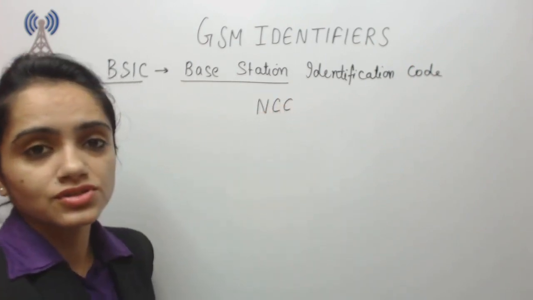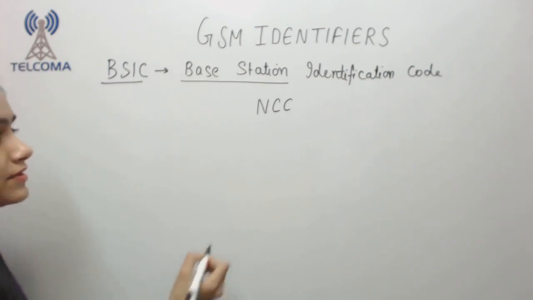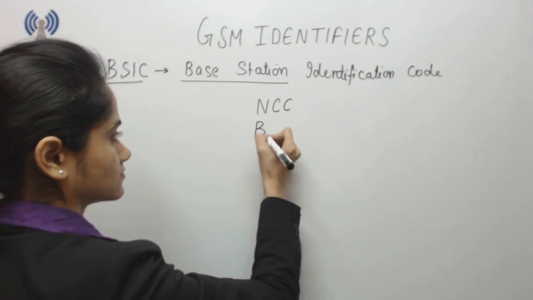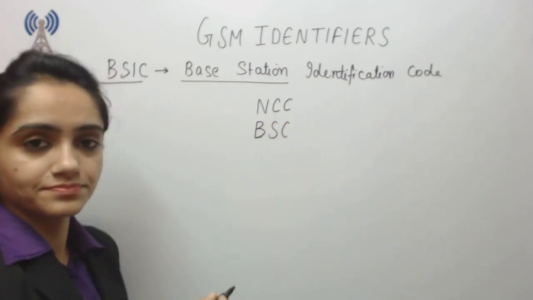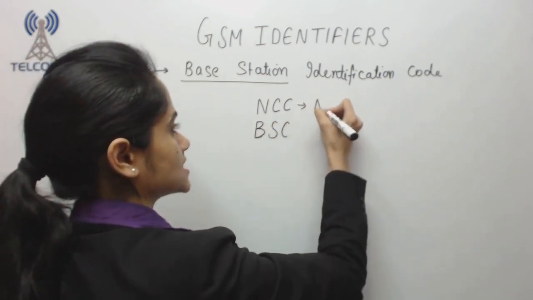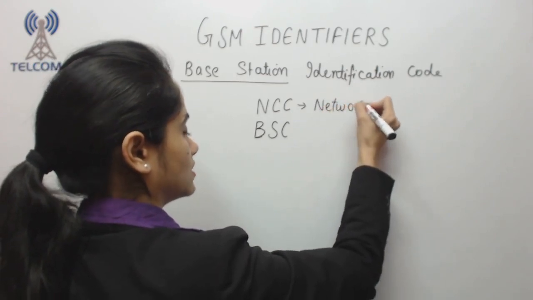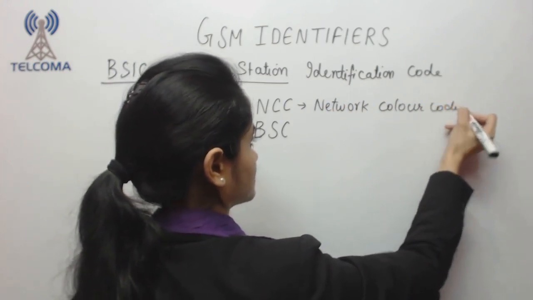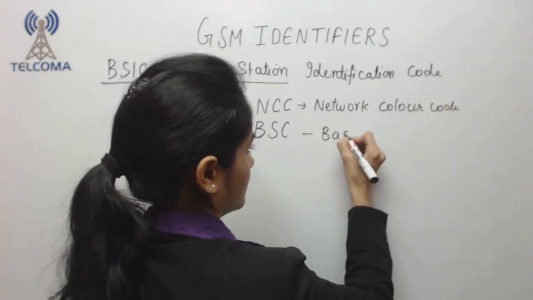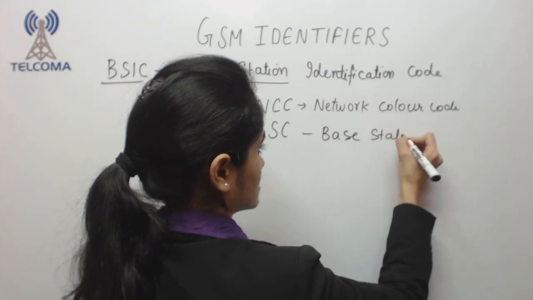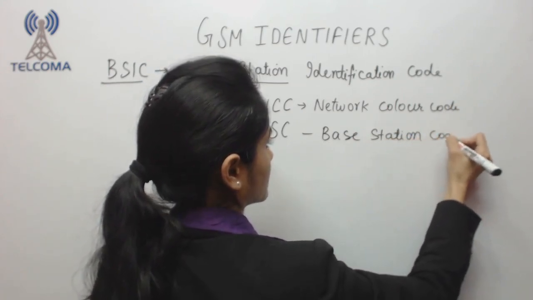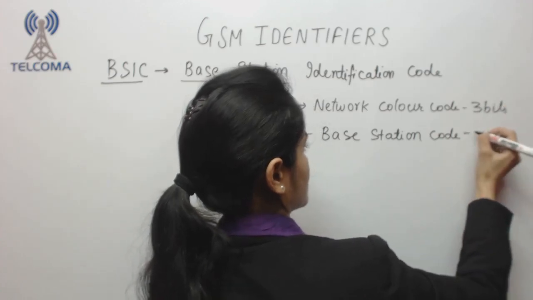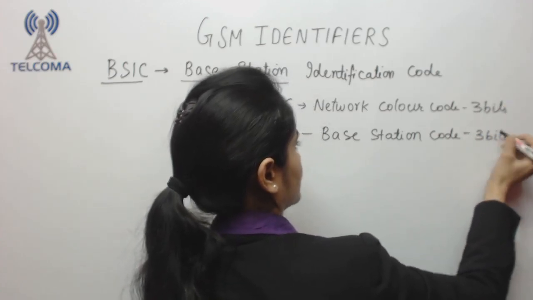So what about the composition of this? Here we have NCC and we have BSC. NCC is network color code, and BSC is base station code. Now this color code is of 3 bits and this base station code is also of 3 bits.